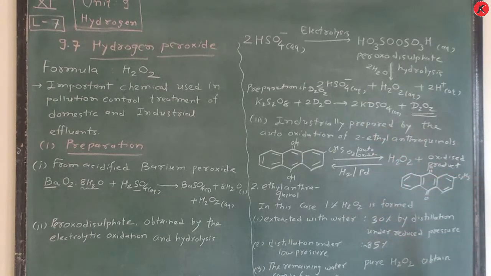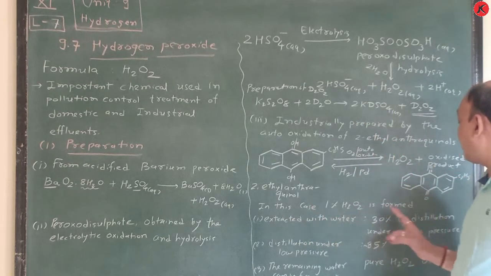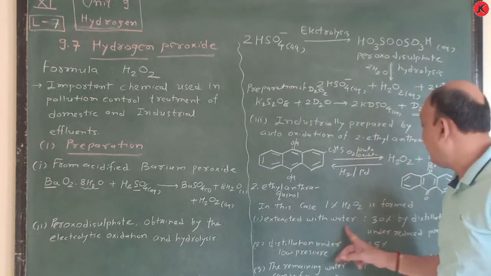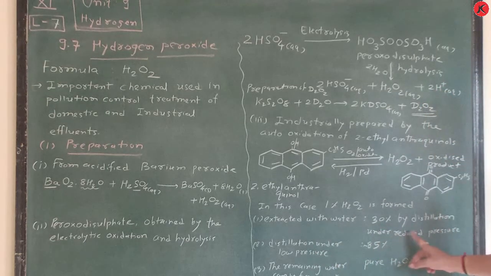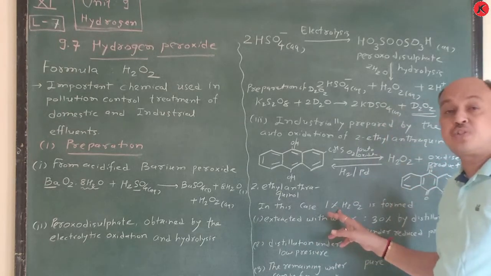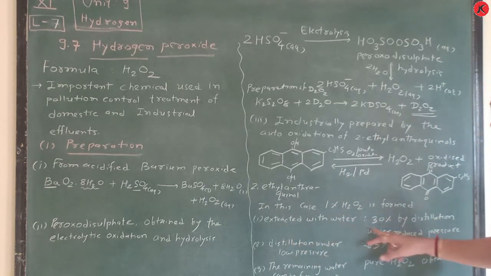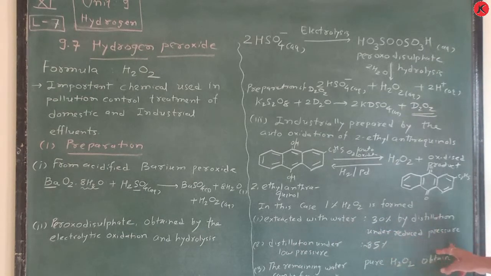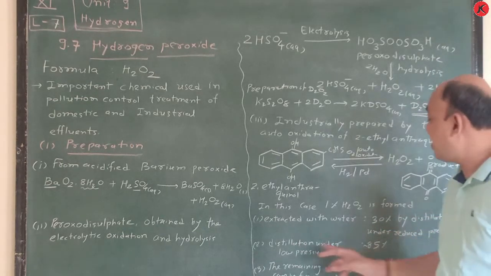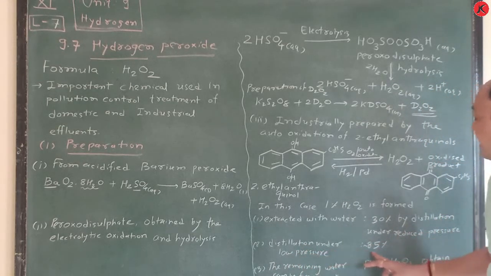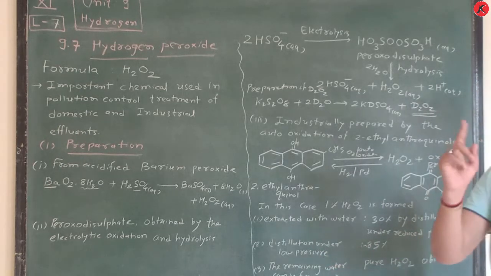By this process, 1% H2O2 is formed. Suppose this 1% H2O2 is extracted with water, then we get 30% by distillation under reduced pressure. Distillation under low pressure gives 85%. Remember, distillation under low pressure gives 85%, so 15% water is remaining.